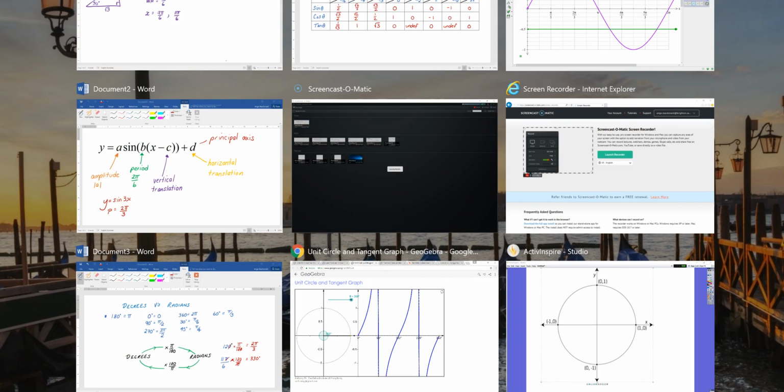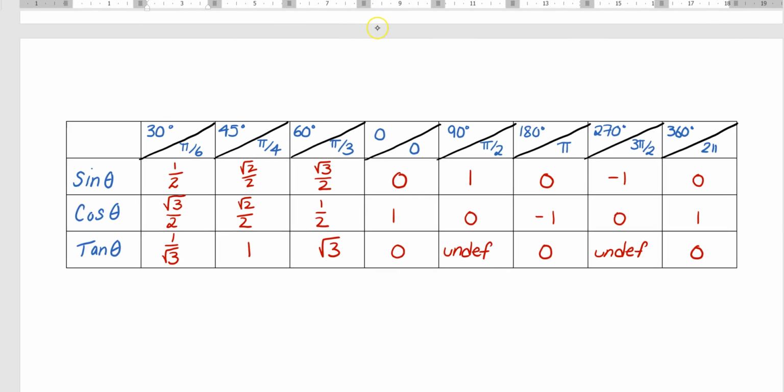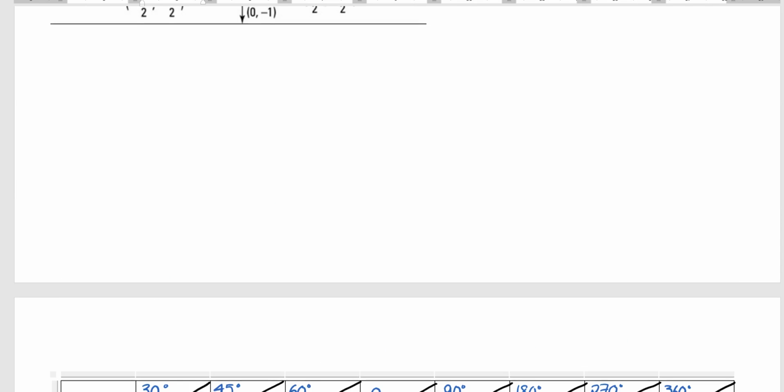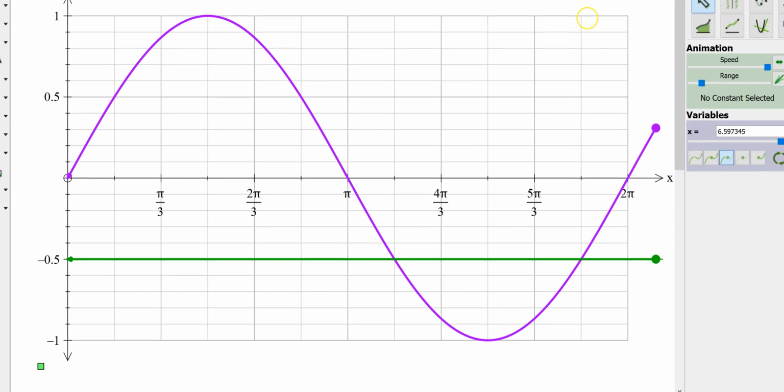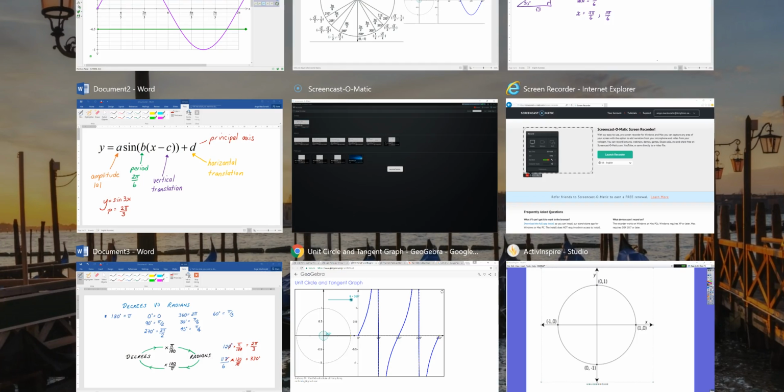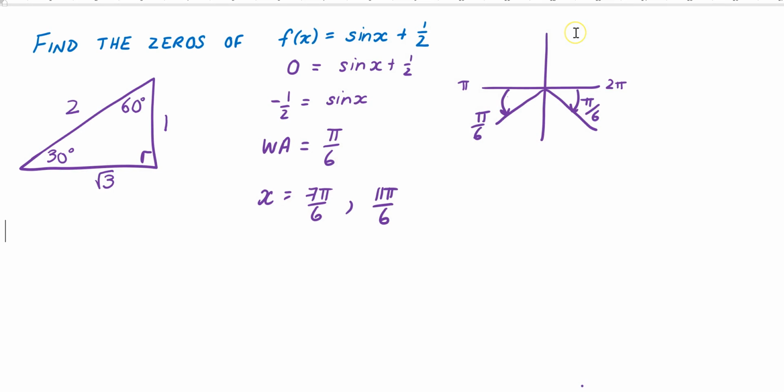And if we go and have a look at our diagram here, that's what we got here, 11 pi on 6, 7 pi on 6. And if we then confirm that with our graph, where they intersect, 7 pi on 6, and then here was 11 pi on 6, which is what we got. So that's how we would do it algebraically.